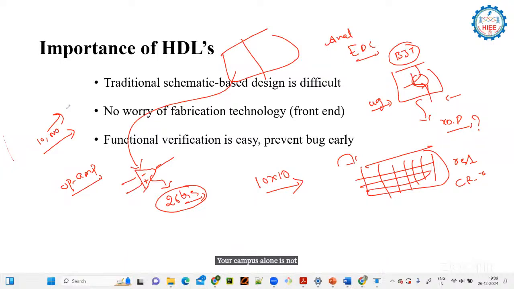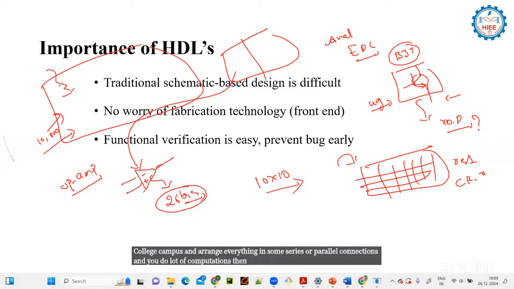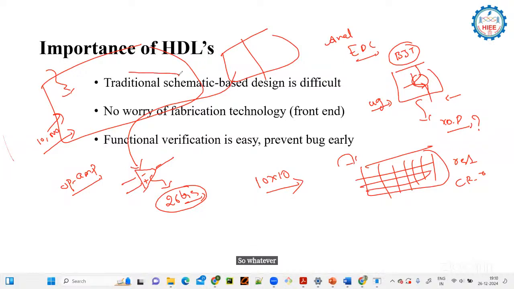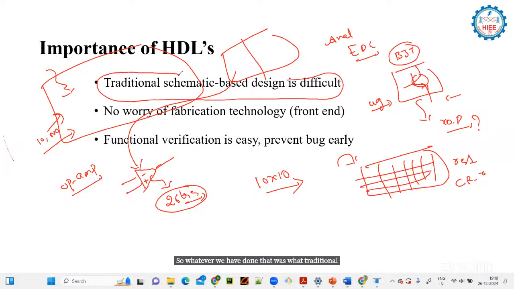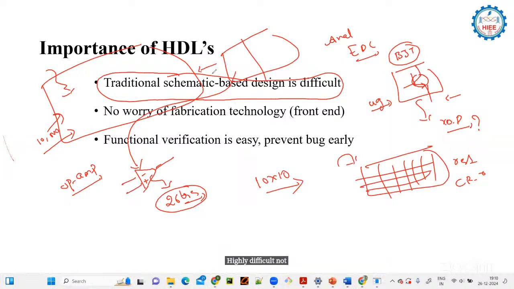You have to borrow your neighboring campus, your college campus, and arrange everything in some series or parallel connections, and you do a lot of computations. Then you might come to a conclusion. So whatever we have done, that was traditional schematic based design, and that is pretty difficult, highly difficult. Not difficult, it is impossible, because nowadays microprocessors are coming with trillions of transistors in them.